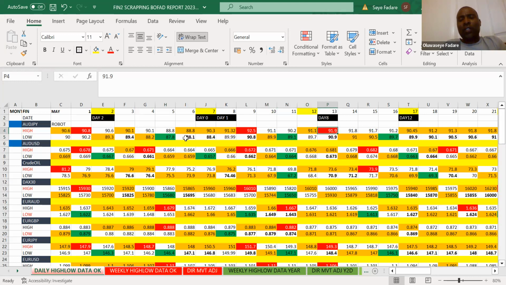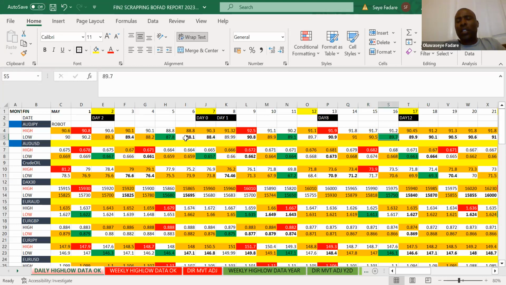And the next day is 91.8, which is lower than 91.9, so automatically we revert back to low at 91. The next day needs to be lower, which is 90.5, so we still follow the trend. The next day is 89.7, which is lower. We still follow the trend.